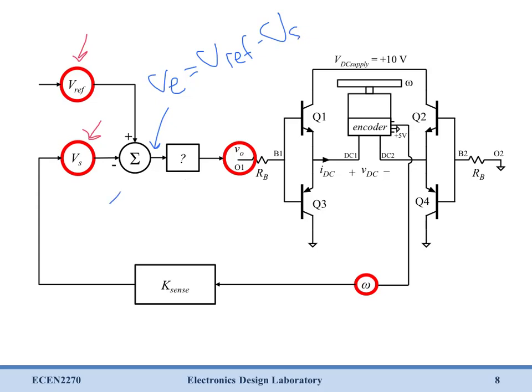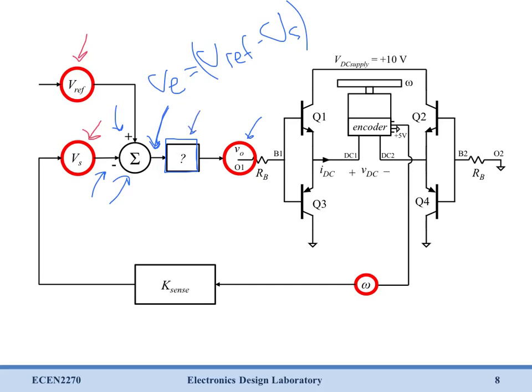And you can see this is a general way that we draw a summation block in one of these block diagrams. And we write the negative sign there to say that we're subtracting Vs, and the positive there to say we're adding Vref. So we now have an error voltage, V error, equal to the difference between these two. Then we want some function to act on that, which is going to generate the correct V out.